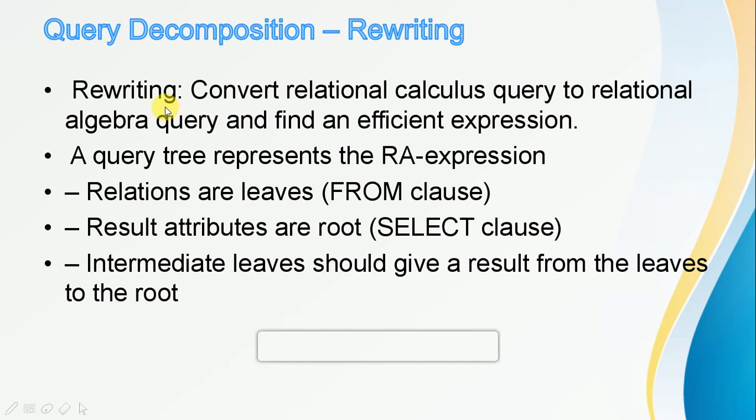Now, rewriting. It converts relational calculus query to relational algebra query and finds an efficient expression. A query tree represents the algebra expression. Relations are leaves and result attributes are root. Intermediate nodes should give a result from the leaves to the root.